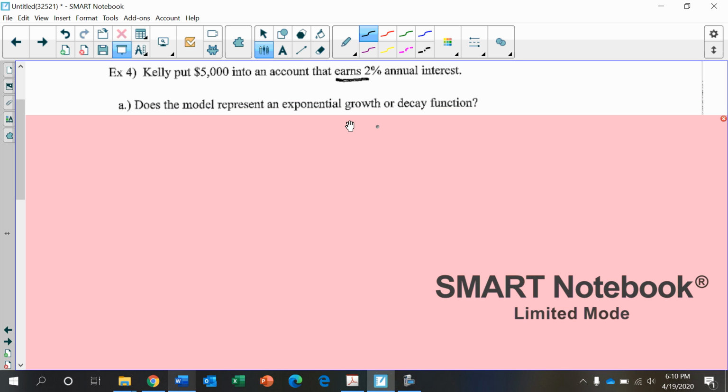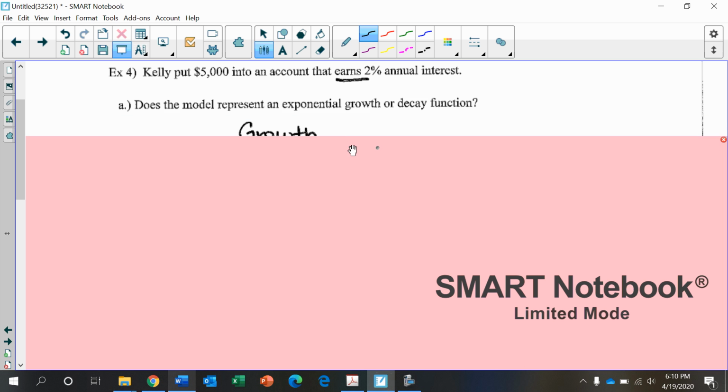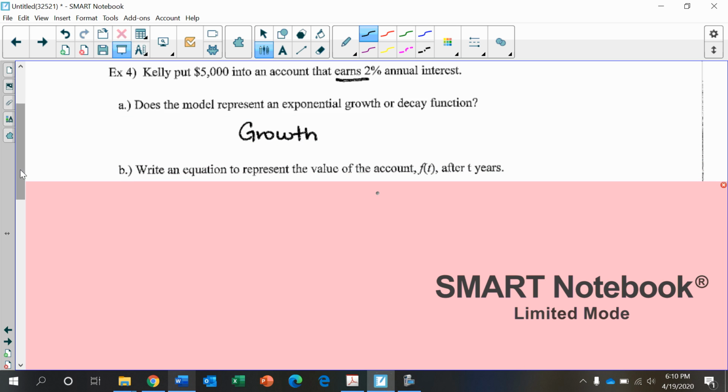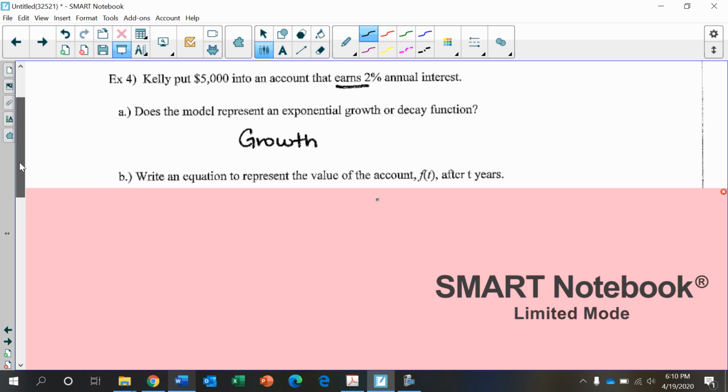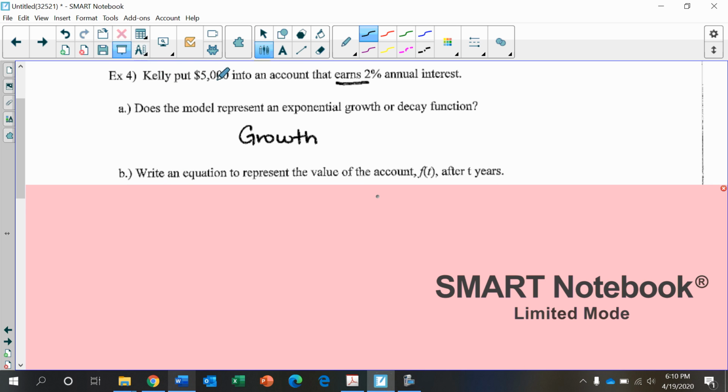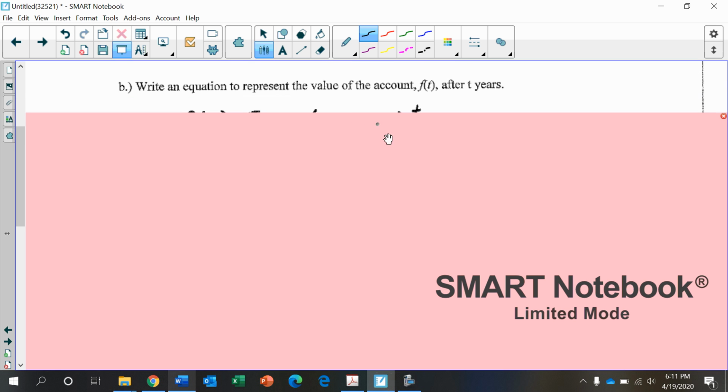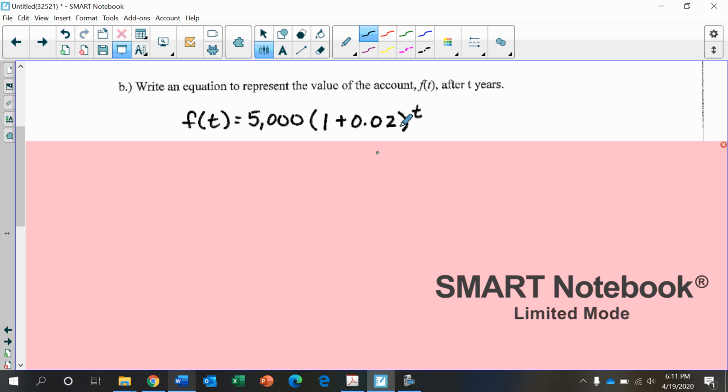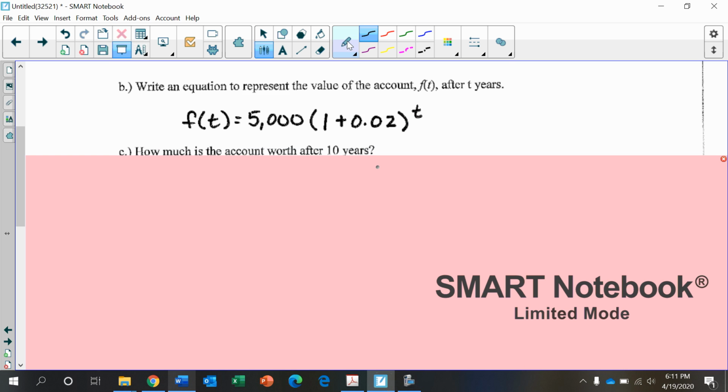So again, does this model represent growth or decay? If you're thinking earning that money, it is growth. All right, so again, her starting amount that she puts into the account is 5,000, and then she's earning 2%. So we're writing the equation. 5,000 would be your initial amount, and then the 2% would be your rate. Because it's growth, we're using a plus sign. 1 stays there all the time. Lovely. That's my function. Again, if you do Delta Math, it would look something like this instead.